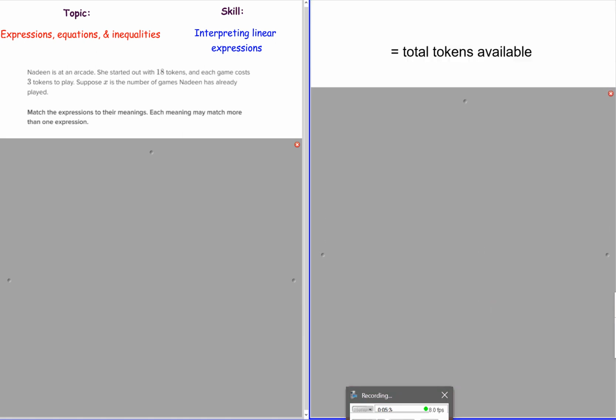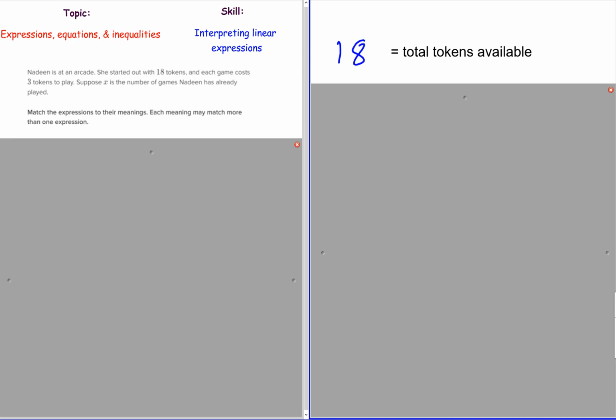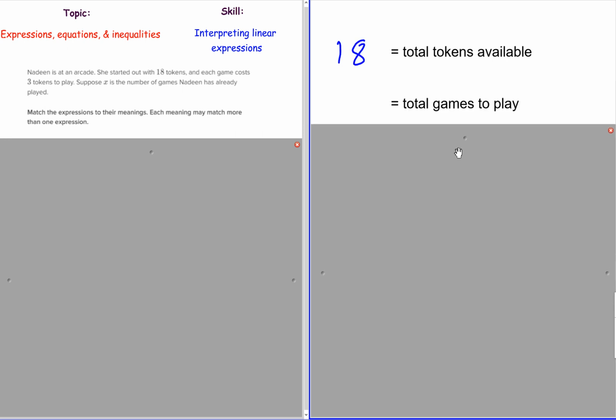Tokens available for Nadine to play. Well, we know that she started out with 18 tokens. All right. Next thing is, how many games can she play? Well, if it's 3 tokens per game, and she has 18 tokens, so 18 divided by 3 tokens per game means she can play a total of 6 games.